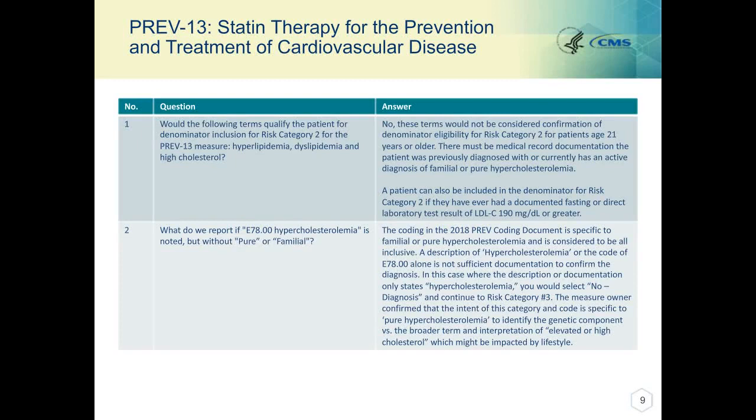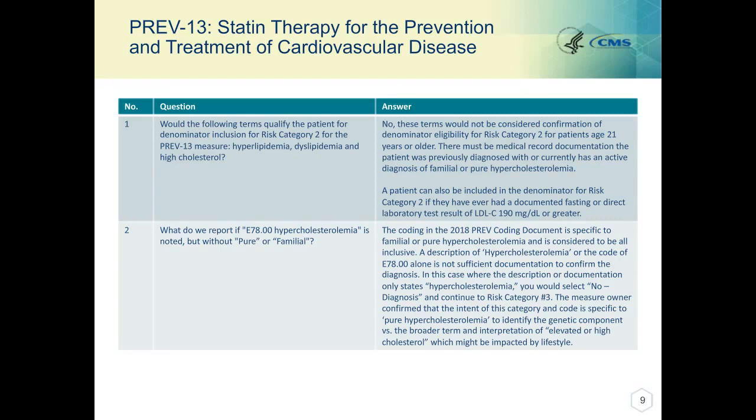First ones are regarding confirmation of the diagnosis for the PREV 13 statin therapy measure. Question 1 is, would the following terms qualify the patient for denominator inclusion for risk category 2 for the PREV 13 measure? Terms such as hyperlipidemia, dyslipidemia, and high cholesterol. The answer is no. These terms would not be considered confirmation of denominator eligibility for risk category 2 for the patients age 21 years and older.